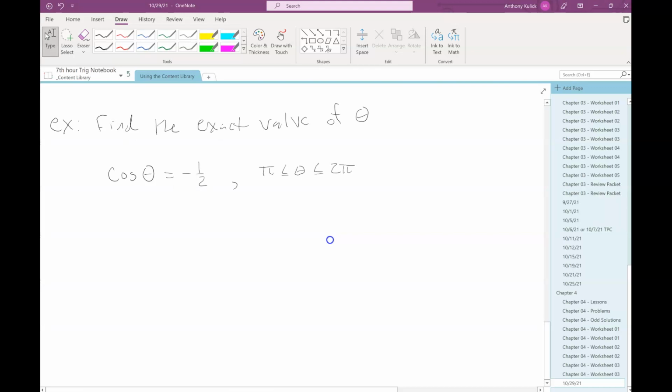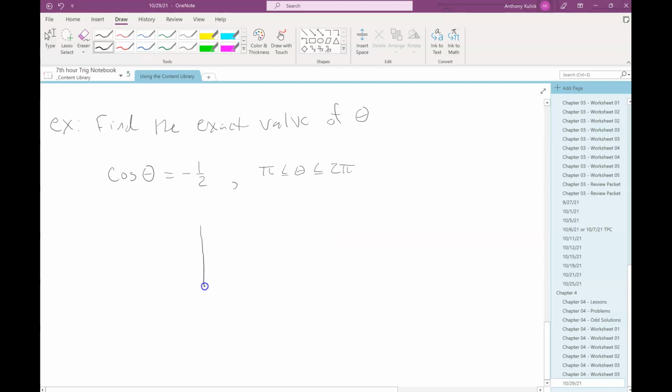So here, we're asking to solve for theta, find the exact value for it, and we're told that theta has to be in this interval between pi and 2 pi. Everybody's okay with this?